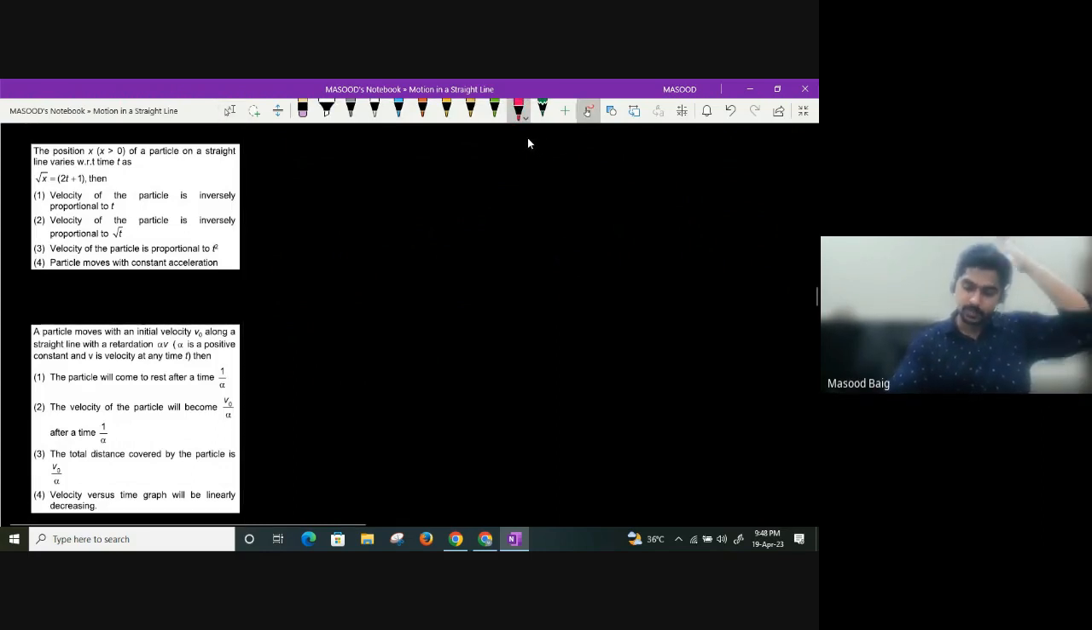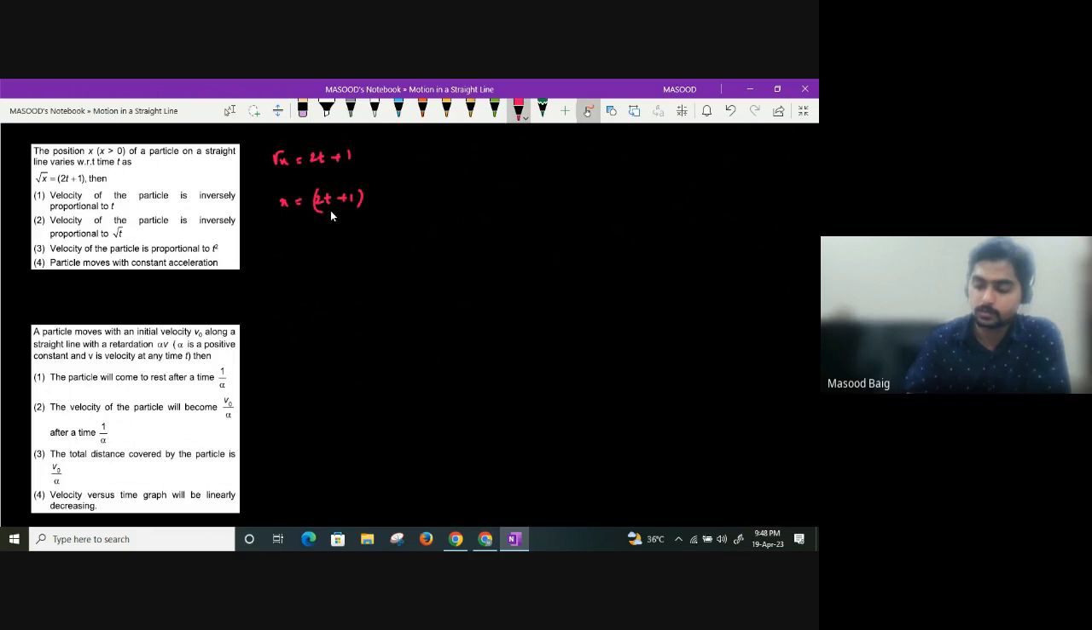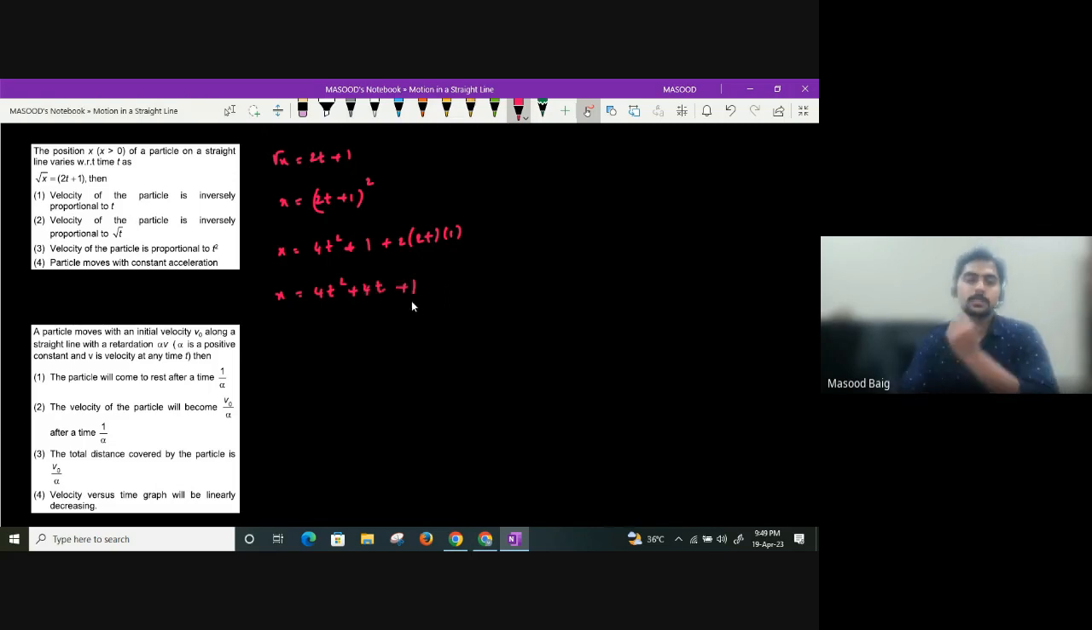The position of a particle is varying. Root x is varying as 2t plus 1. They're asking how the velocity is going to move, guys. So can I directly square it on both sides? Will I get 2t plus 1 whole square? It is in the form (a plus b) whole square, guys, so I'll get a square plus b square plus 2ab. So what will I get as the x value? 4t square plus 4t plus 1.